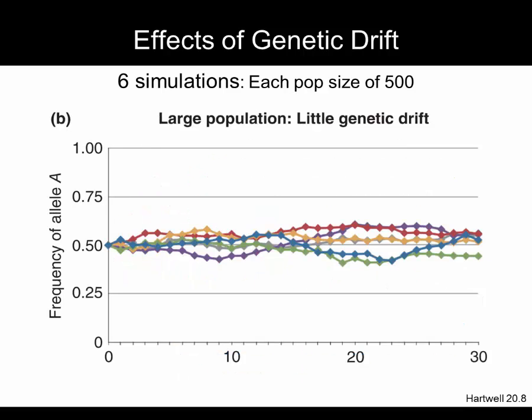With larger populations, you see much less drift. This population of 500, over the same number of generations, displays much less variation from the initial allele frequencies of 0.5. The same way that when you flip a balanced coin 500 times, you don't expect the frequency of tails to be very far from 50%.